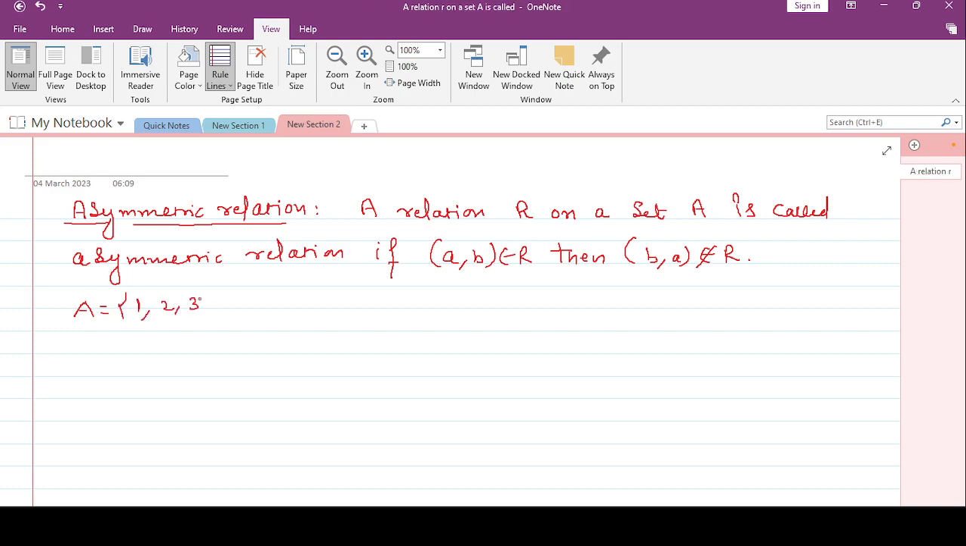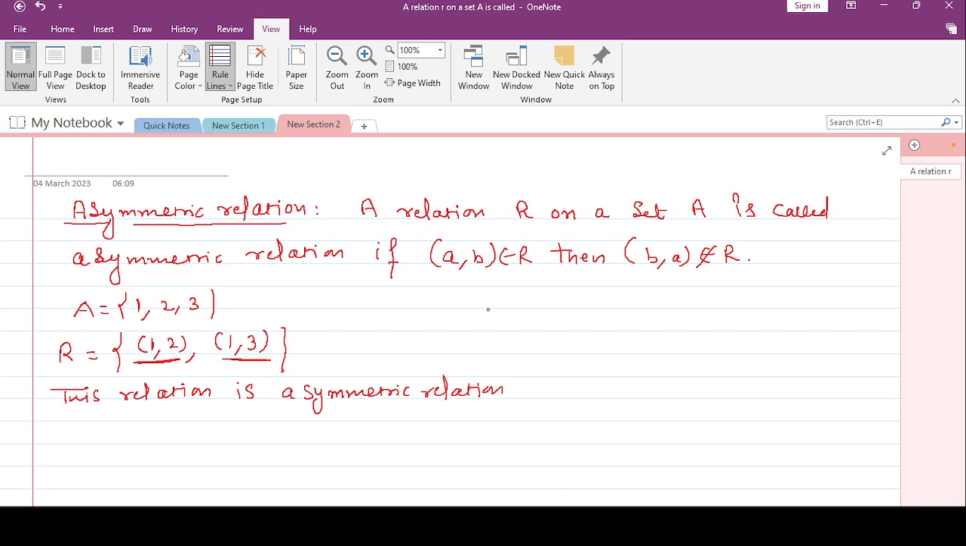For example, suppose we have the set 1, 2, 3, and we have this relation: (1, 2) and (1, 3). You see that we have (1, 2) in the relation, but we do not have (2, 1) in the relation. And here we have (1, 3) in the relation, but we do not have (3, 1) in the relation. So that is why this relation is an asymmetric relation.